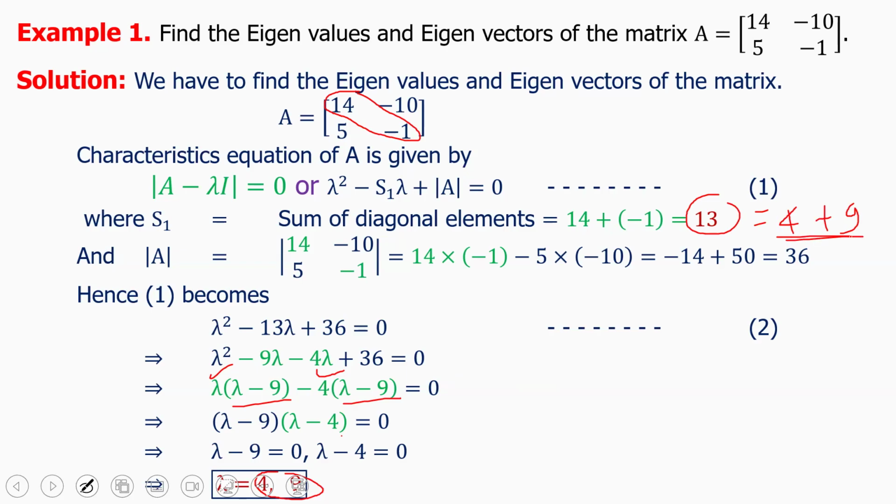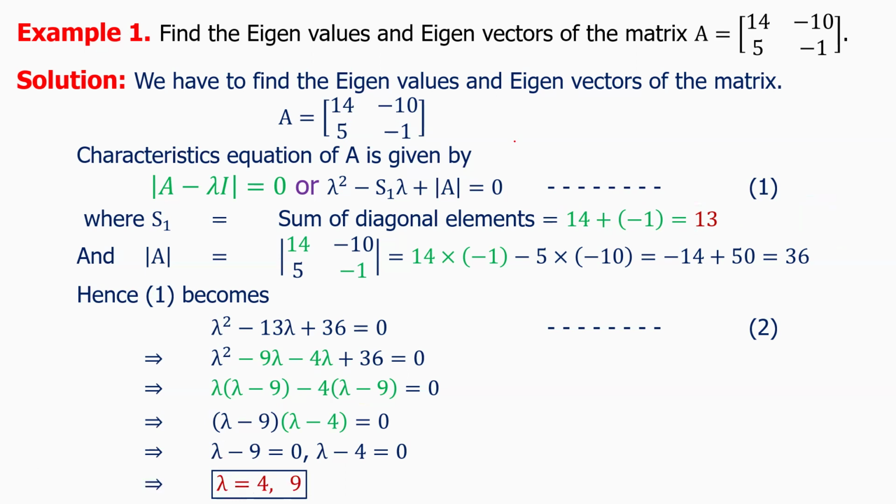This is the first condition: if we are able to find the eigenvalues of the given matrix, the sum of the eigenvalues, 4 plus 9, should equal the sum of the diagonal elements, 14 plus minus 1, which is 13. Both should be the same. The second condition: the multiplication of these eigenvalues, 4 into 9, is 36. Now, what is the determinant of the given matrix? It is again 36. So clearly, we have verified that this answer is correct.